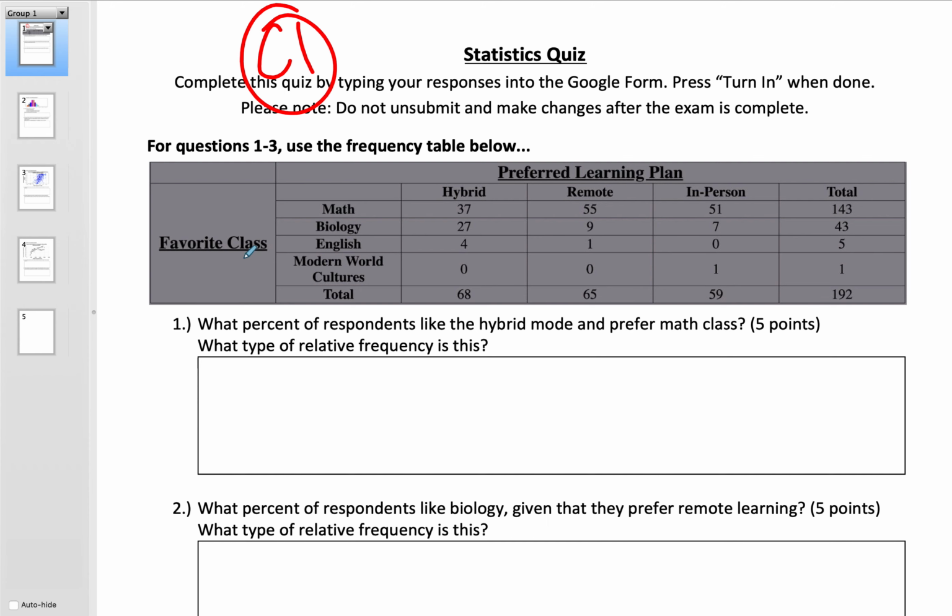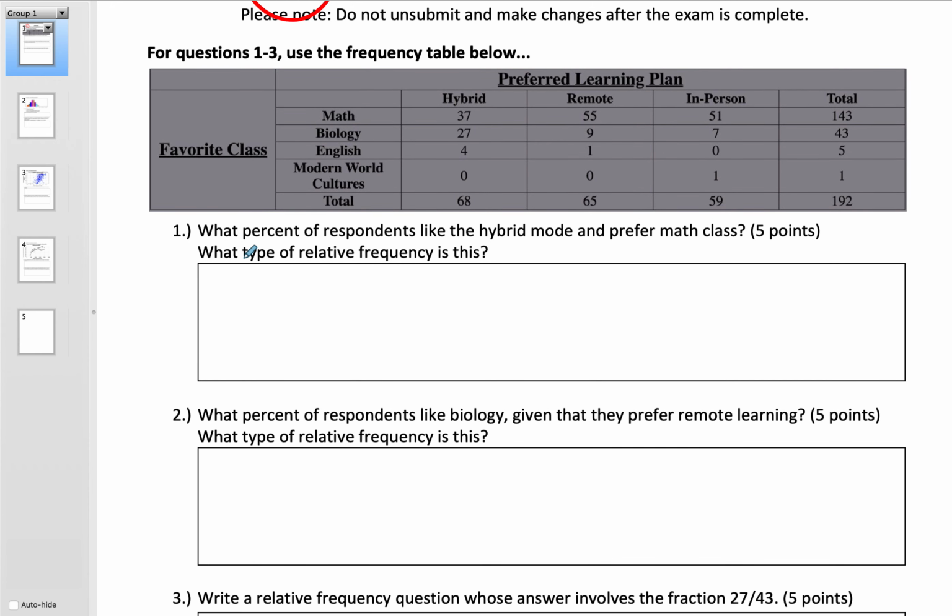Okay, so I'm going to jump into it with this little breakdown here of preferred learning plan and favorite class. We did a breakdown, and unsurprisingly, people like math the best. No surprise there. Notice how hybrid and modern world cultures are mutually exclusive. There's no overlap. There's a little term right there. What percent of respondents like the hybrid mode and prefer math class?